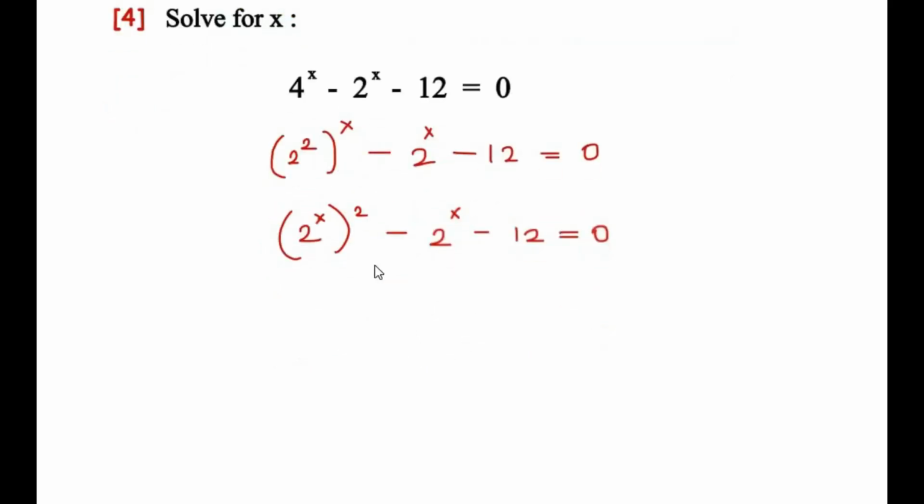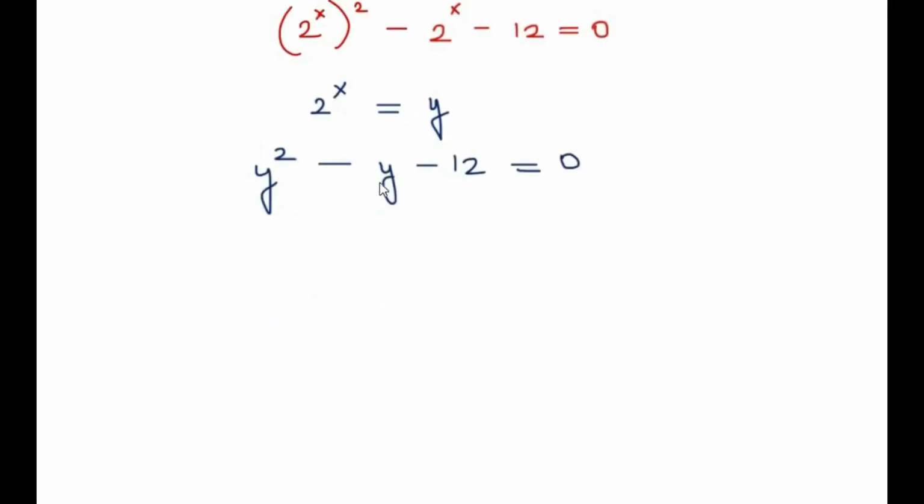Now the next step is, let us consider that 2 to the power of x is equal to some letter y. So here we are going to replace 2 to the power of x with y and write y squared minus y minus 12 equal to 0. Now this represents a quadratic equation, as we can see. So we have to factorize it. That is, we have to get two factors.